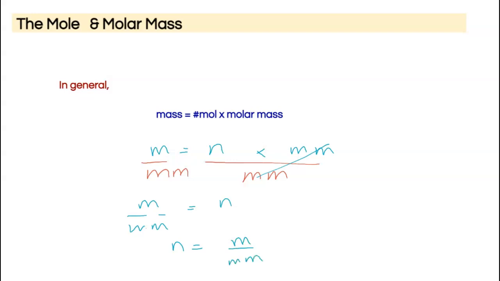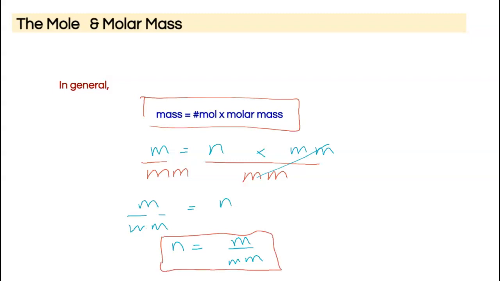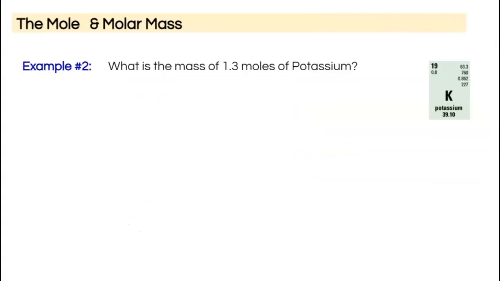Okay, so now that we have these two different forms of this equation, this one and this one, they're really the same equation, just rearranged for different unknowns. I can go ahead and I can incorporate that into my problem-solving process. Let's take a look at an example.